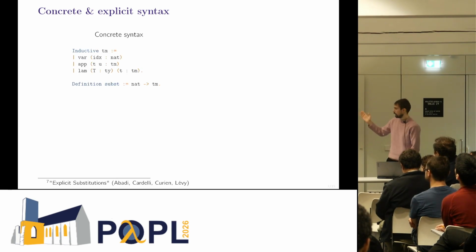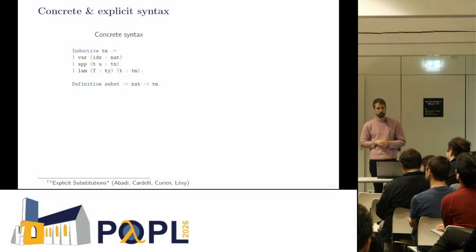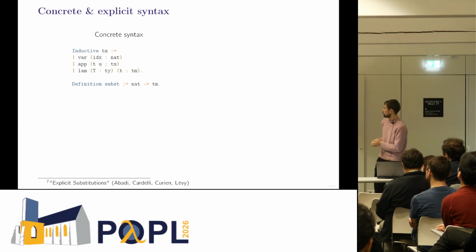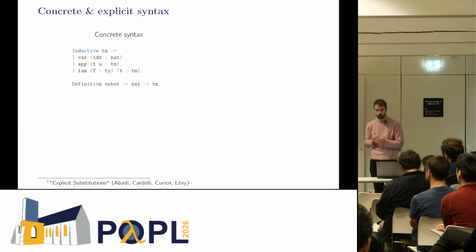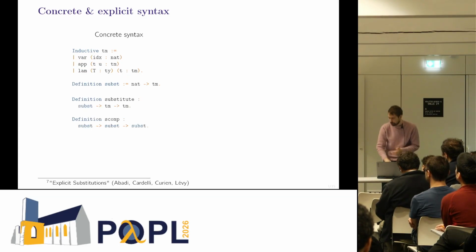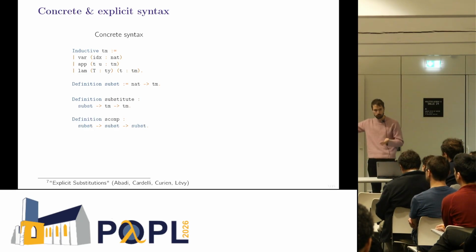So the concrete syntax looks like this. Let's say you're formalizing the simply typed lambda calculus. You would have a constructor for variables, which contains a de Bruijn index. You would have applications and lambda abstractions. You can define substitutions as functions from indices to terms, so a parallel substitution. And then Sulfur generates all of this. So you get substitution function operations, like you can compose substitutions and so on.